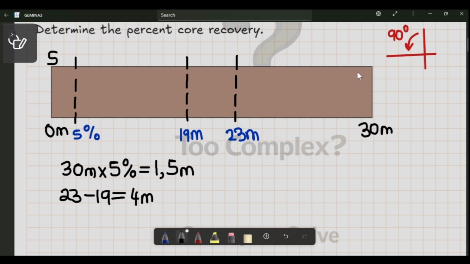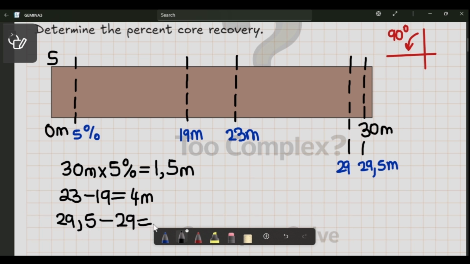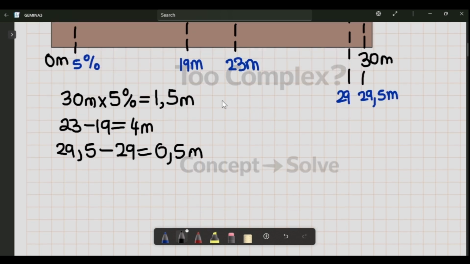And last but not least, we have wet mud between 29.5 and 29 meters. So let's just assume this is somewhere here and here. It's a very small space. So obviously 29.5 minus 29 gives us 0.5. Now this here is losses, and our losses sum up to 6 meters.